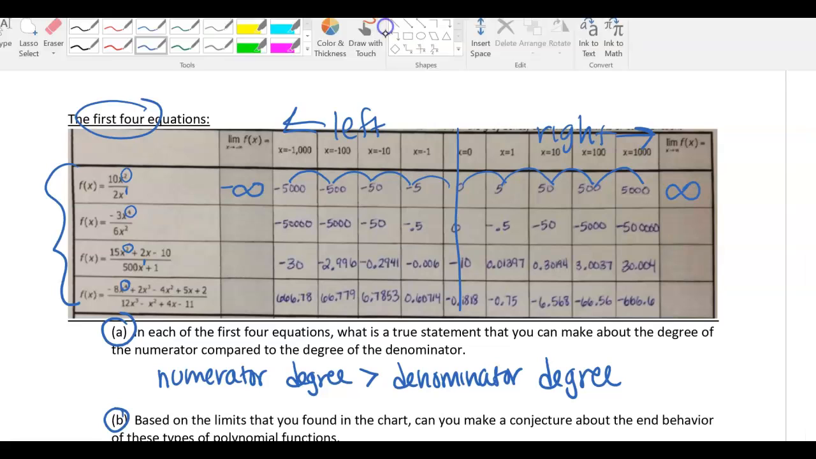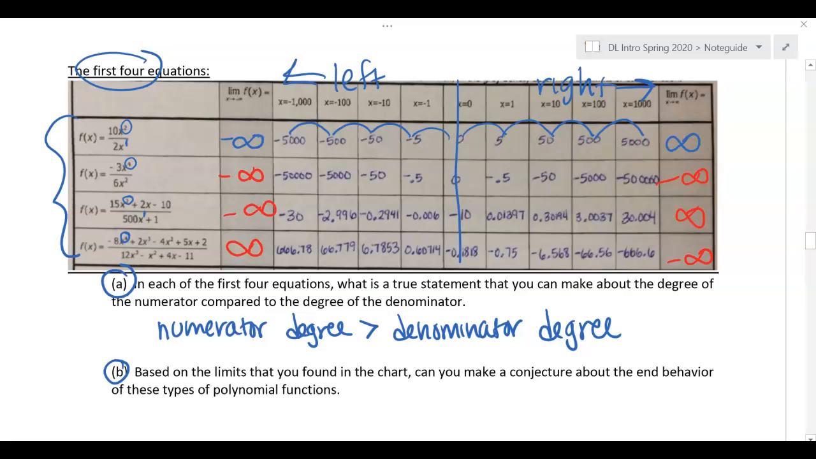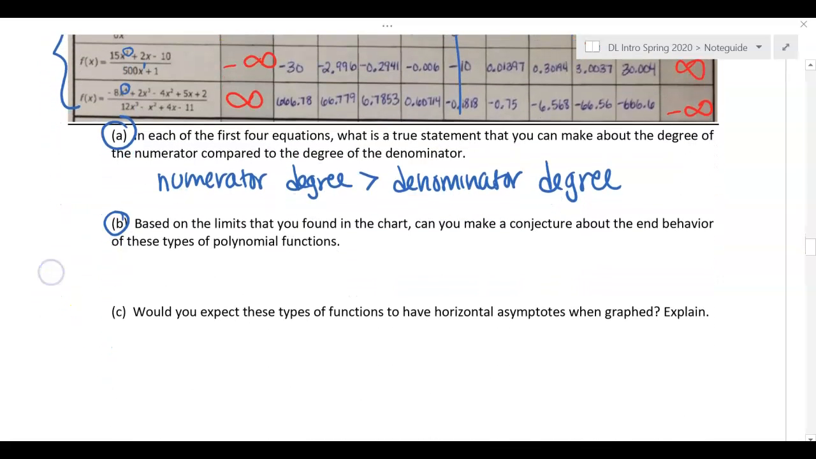So here are the answers that you should have gotten as you looked at the different end behaviors. And so what we're seeing here is I don't really know when the infinity should be negative or positive, but you're seeing that on the right end and at the left end, all the ends are going towards negative infinity or infinity. So the end behavior goes to infinity or negative infinity in all of these cases.